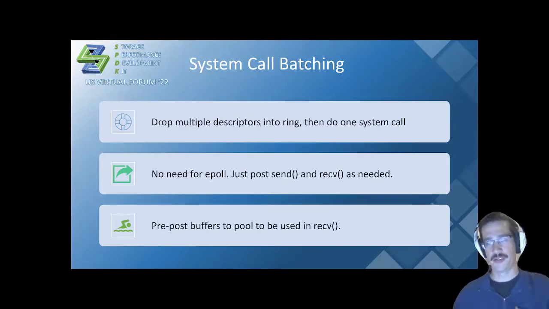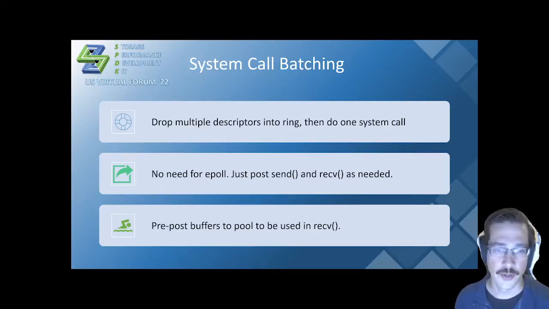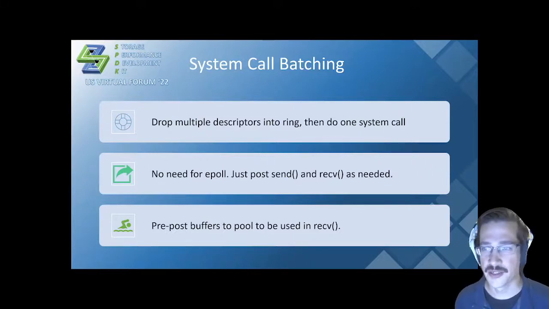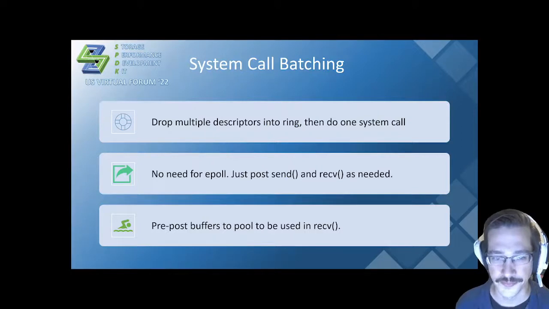So a little bit about this system call batching. I think this is really promising, and one of the places where we already see big wins using io_uring. You drop multiple descriptors into a ring. Say you have 1,000 sockets that you're processing on your thread. You can drop 1,000 receives into the io_uring and then do a single system call to submit all 1,000 of them. And this eliminates the need for epoll.